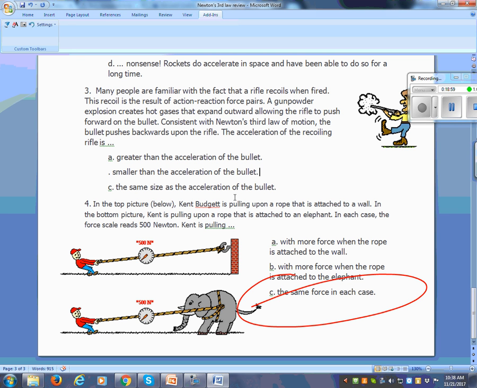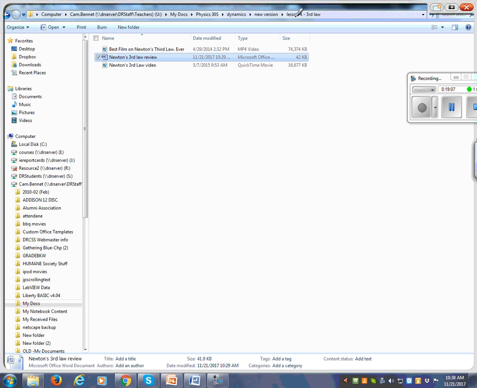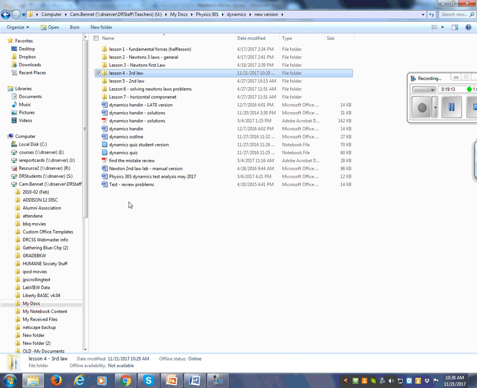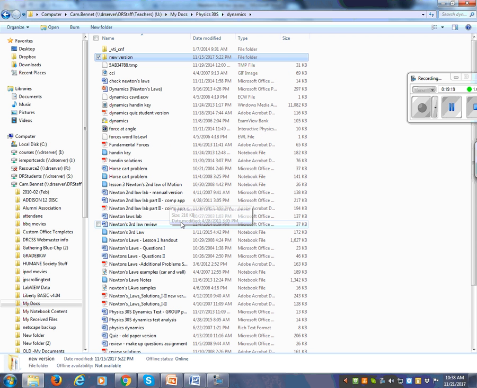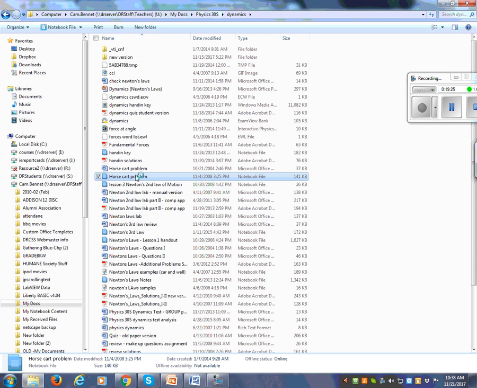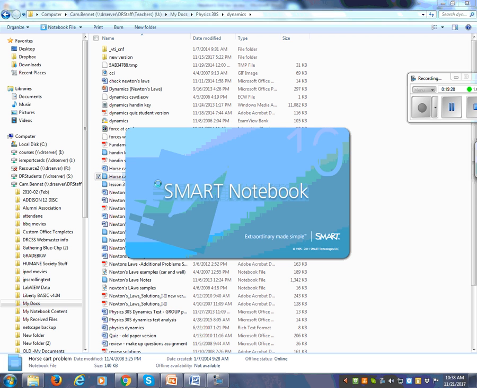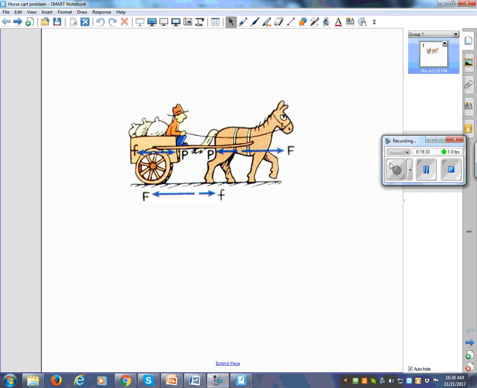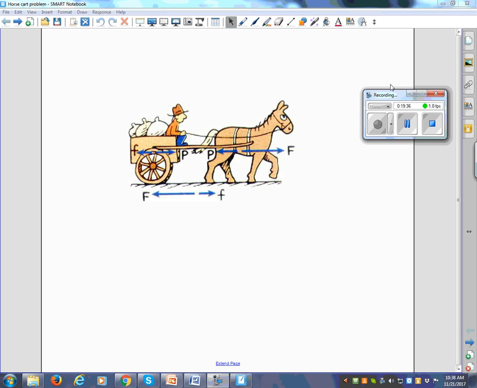Okay, now the horse cart problem. Not always my favorite thing to read. It's hard to explain. Okay, let's talk about the horse and cart. Everybody got this right here?